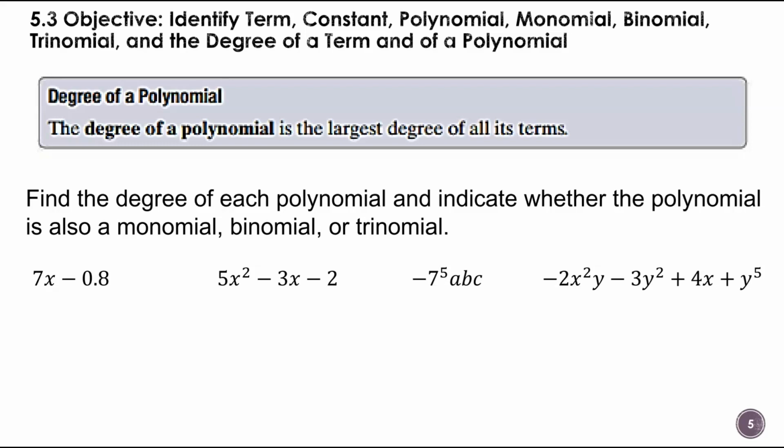So if we look at each one of these, it says find the degree of each polynomial and indicate whether the polynomial is a monomial, binomial, or trinomial. And notice up here it tells us that the degree of a polynomial is the largest degree of all its terms. So if we look at this first one, we have a degree of 1 and we have a degree of 0. So this is degree 1, right? It has a degree of 1, and then it happens to be a binomial.